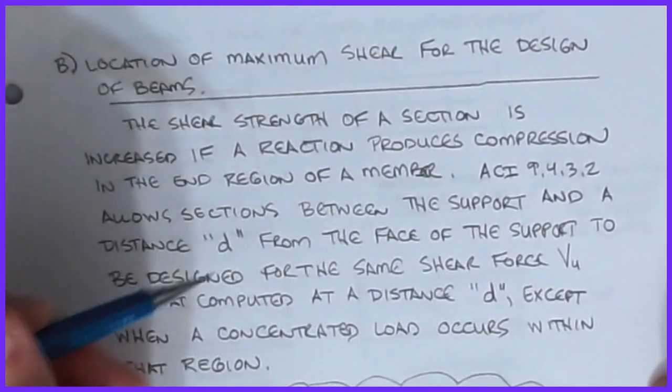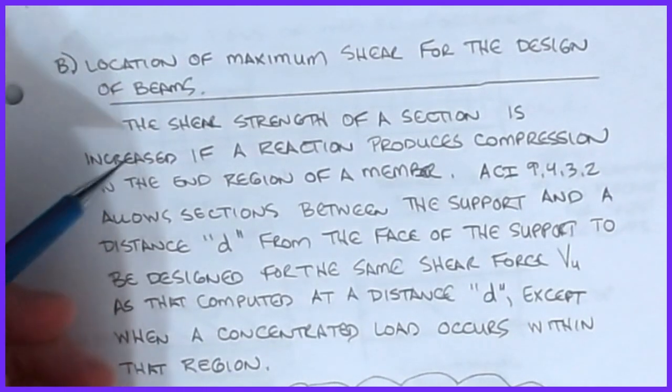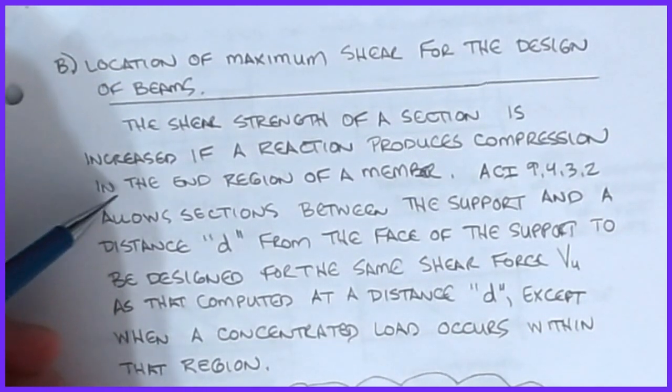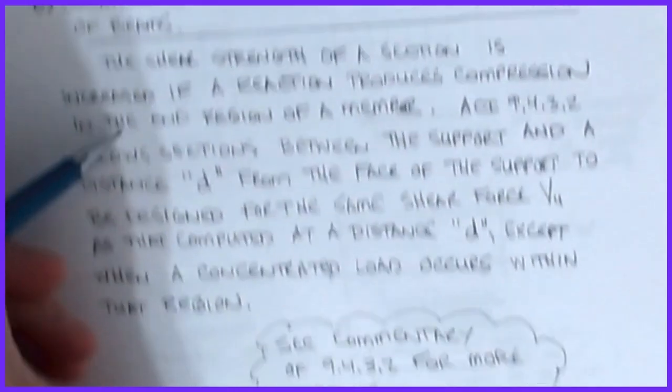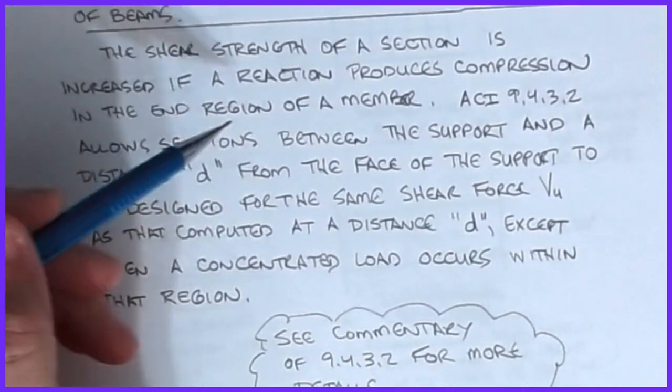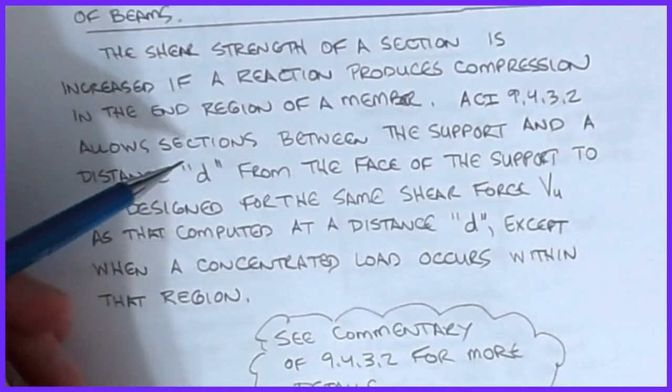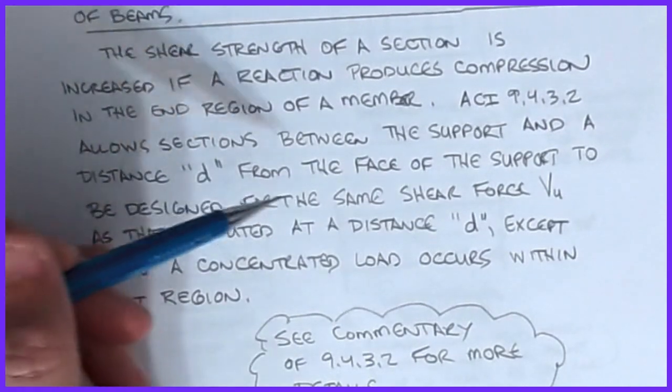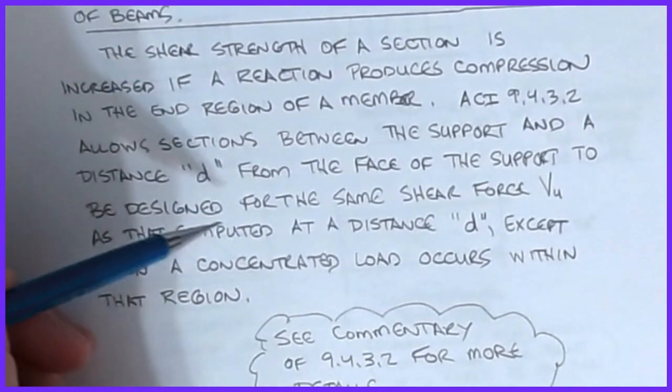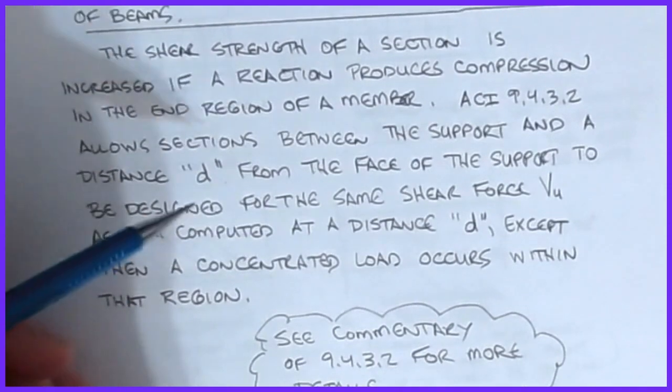Okay, and this gets back into our critical section. The shear strength of a section is increased if a reaction produces compression in the end region of a member. Okay, that's basically what we were saying. ACI 9.4.3.2 allows sections between the support and a distance of d from the face of the support to be designed for the same shear force. That's that flat region on Vu.